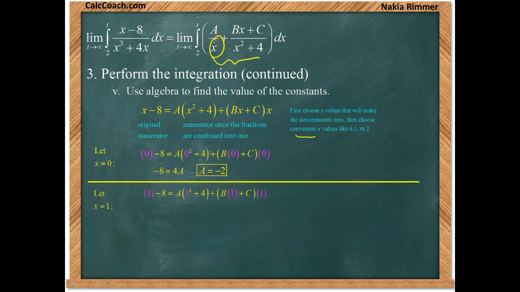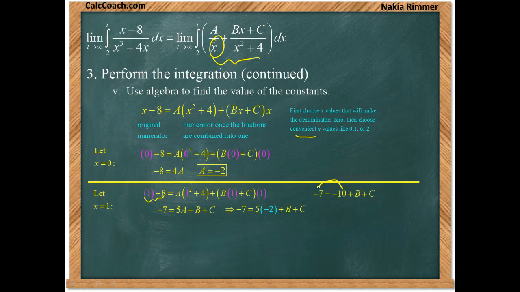If you plug in x equals 1, we'll have 1 minus 8, and that'll give us a 7. The 1 squared plus the 4 gives us 5 times a. Then we just basically have b plus c after that. You have to figure out what this is. Now this won't be able to directly find b or c, but we do know that a is negative 2. We can plug that in, giving us a negative 10 there.